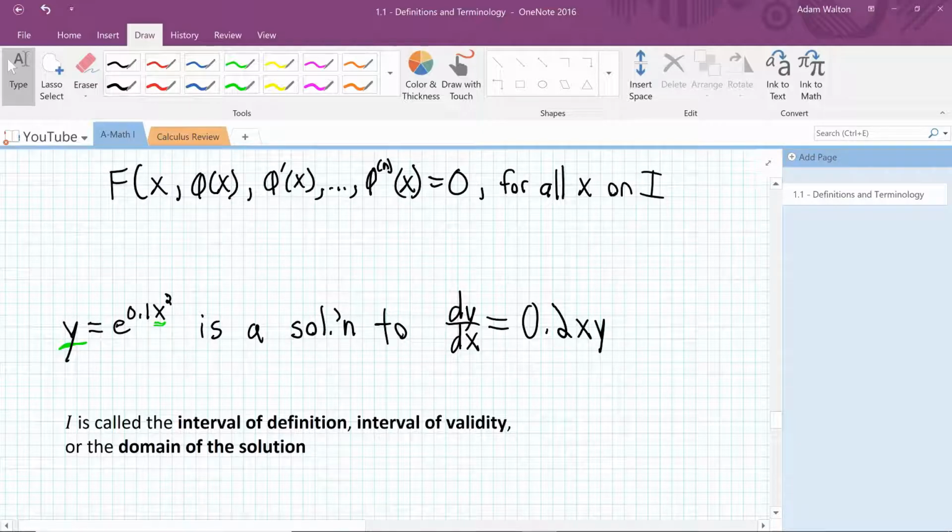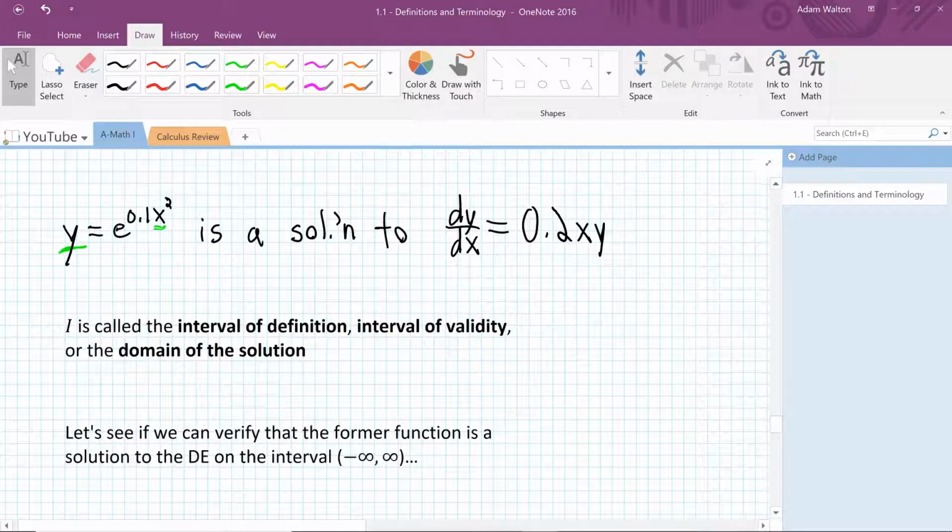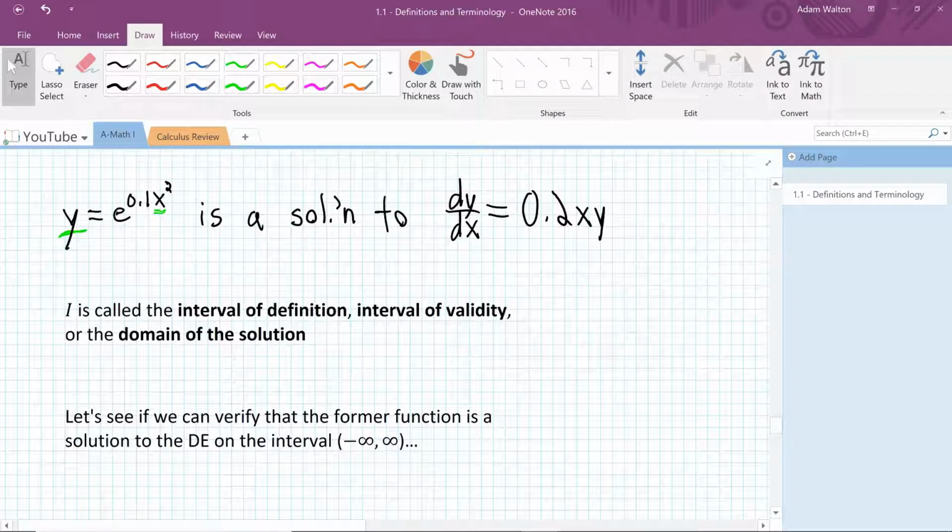Alright, so now let's talk more about this interval I. I is called the interval of definition, interval of validity, or the domain of the solution. These are all interchangeable, they mean the same thing, right? So now that we know how we can classify I, we're going to see if we can verify this function up here is a solution to our differential equation on the interval negative infinity to infinity.